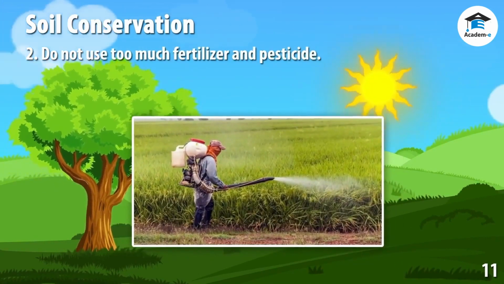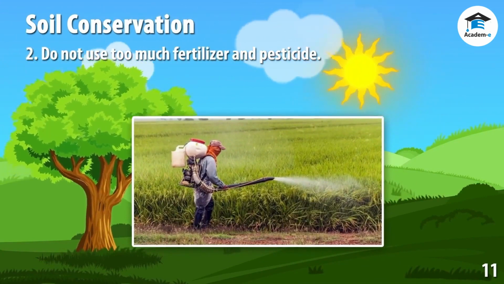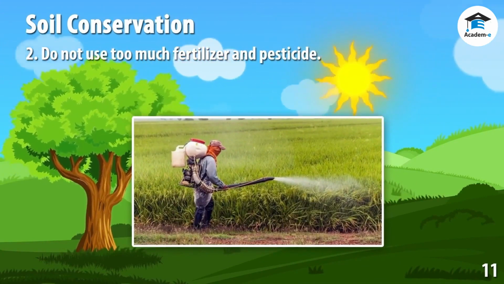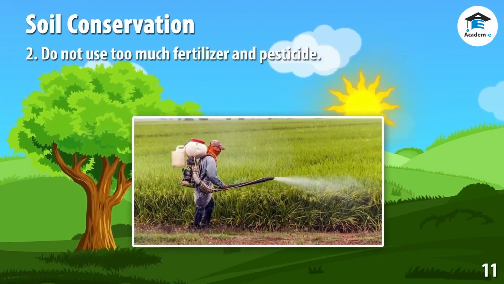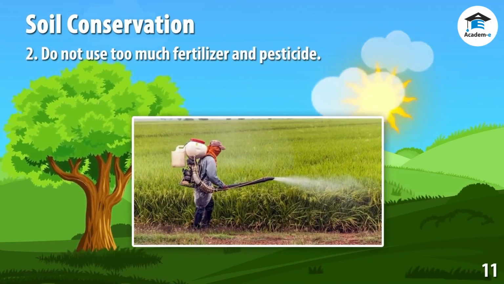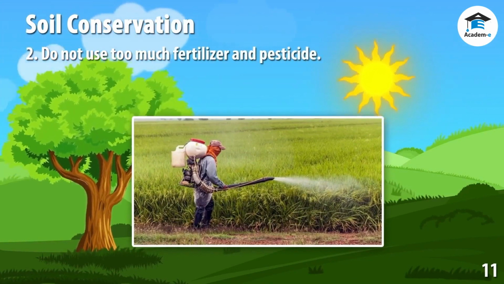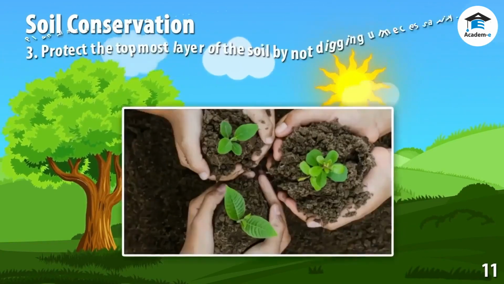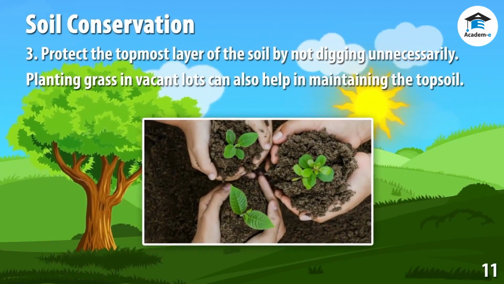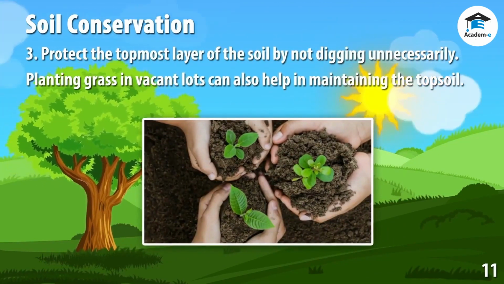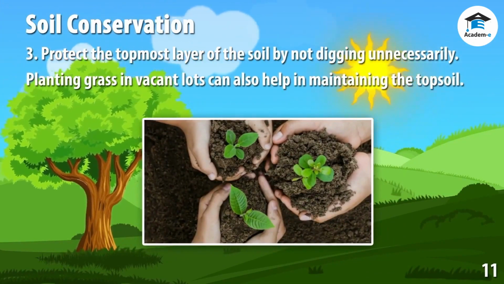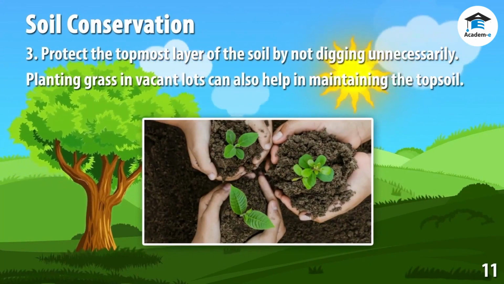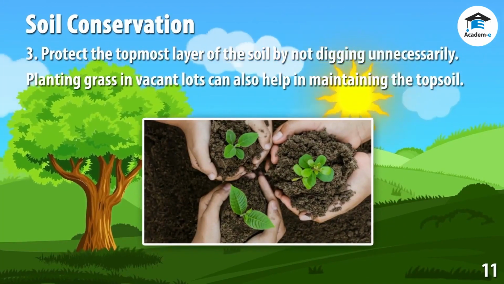2. Do not use too much fertilizer and pesticide. If you need to use these materials, prepare organic fertilizers made from decayed fruit peelings, animal waste, eggshells, and other biodegradable materials. 3. Protect the topmost layer of the soil by not digging unnecessarily. Planting grass in vacant lots can also help in maintaining the topsoil.